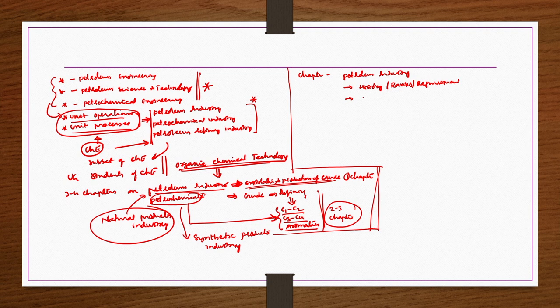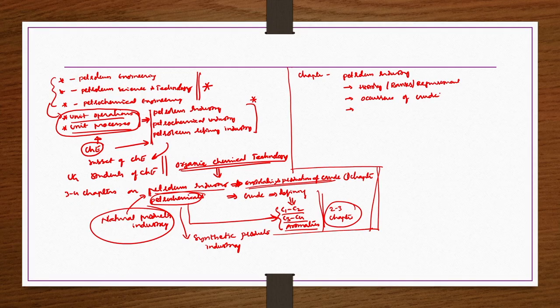Then the occurrence of crude petroleum: what is happening underneath the earth, and then we try to find it, explore it and then do the production. After doing the production of crude, we do several kinds of refining processes to get the petrochemicals, etc. So, the basic thing is this crude, right? How it is occurring, that is what we are going to understand.